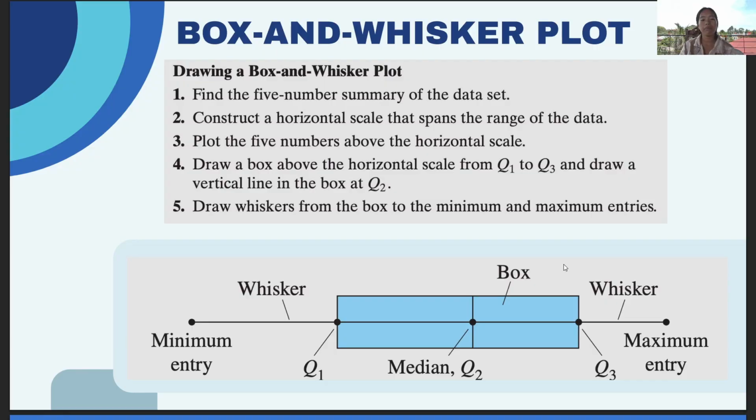First is to find the five number summary of the data set. Second is construct a horizontal scale that spans the range of the data. And the third one is plot the five numbers above the horizontal scale. And then draw a box above the horizontal scale from Q1 to Q3 and draw a vertical line in the box at Q2. Then the last one is draw whiskers from the box to the minimum and maximum entries. So here is an example illustrating the box and whisker plot.